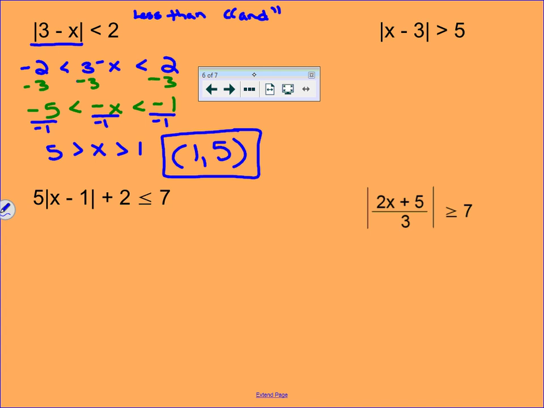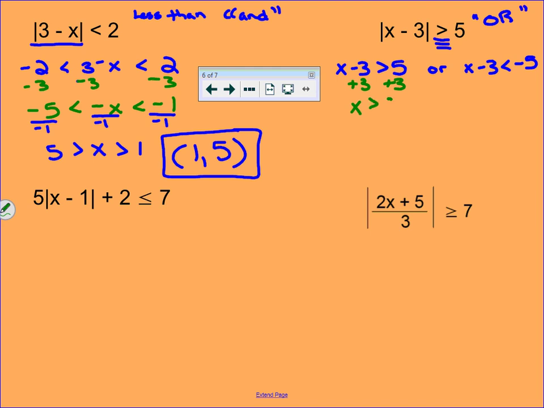Now, if we're solving the next one, hopefully you notice that we have the opposite sign. We have a greater than, which means we have an or question on our hands. So we're going to split this up into 2 inequalities. We have x minus 3 that is greater than 5, or we can have x minus 3 that is less than negative 5. So we're trying to solve both of these inequalities, 2 separate parts that are going to end up maybe being a union in our final answer. So we add 3 to both sides of the inequality.